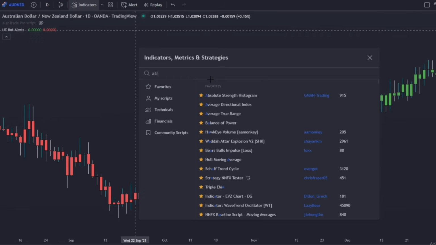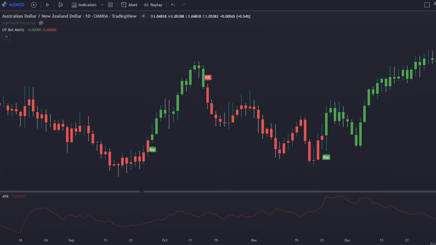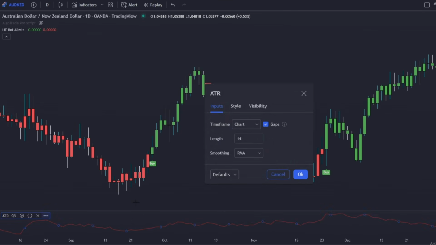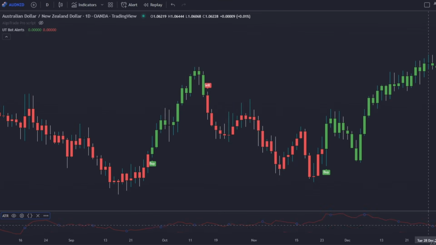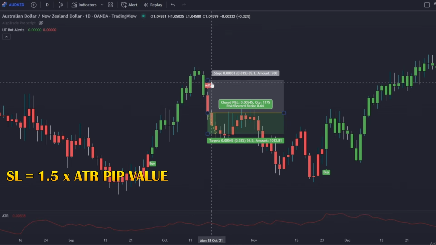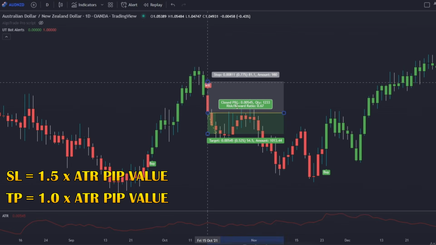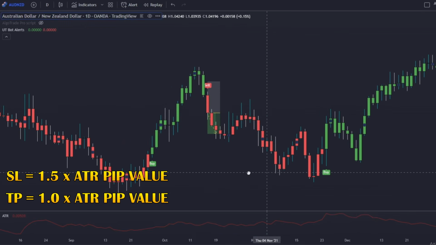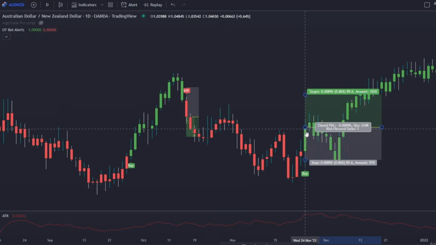Also, I'm going to search for the ATR indicator and I will use it with the default settings. I use the ATR indicator to place the stop losses and the take profits on every single trade. For stop losses, the value will always be 1.5 times the ATR pip value, and for take profits, 1 times the ATR pip value. I will now code the indicators.